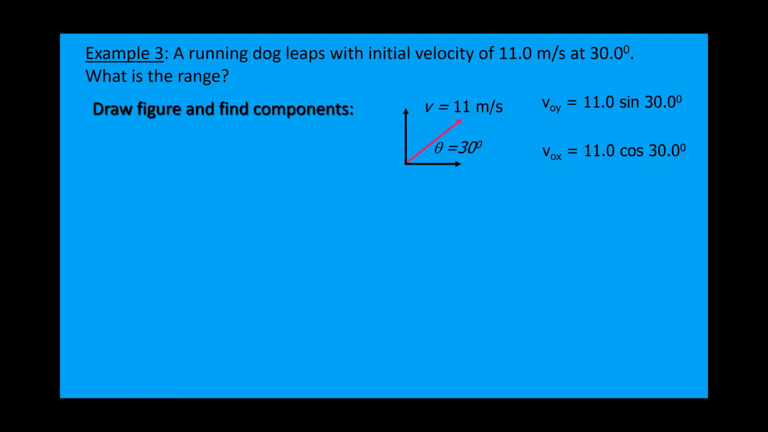And so that's where I would start, and I would figure out horizontal is going to be 9.53 meters per second. Vertical is going to be 5.5. 30-degree angle, so that makes sense. The horizontal should be bigger than the vertical since the angle is less than 45. All right, so I've started. I at least now know some components.